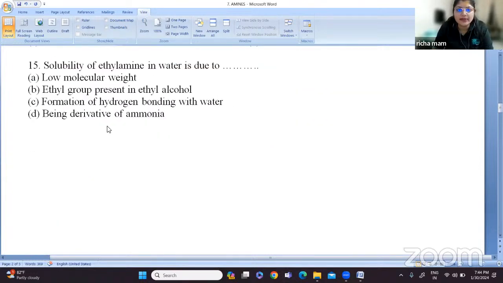Next one, the solubility of ethylamine in water is due to: A, low molecular weight; B, ethyl group present in ethyl alcohol; C, formation of hydrogen bonding in water; and D, being a derivative of ammonia. Ethylamine, CH3CH2NH2. So why the solubility in water is due to formation of hydrogen bond in water. So option number C is the right answer. Is it clear? Yes. So these were the MCQs.